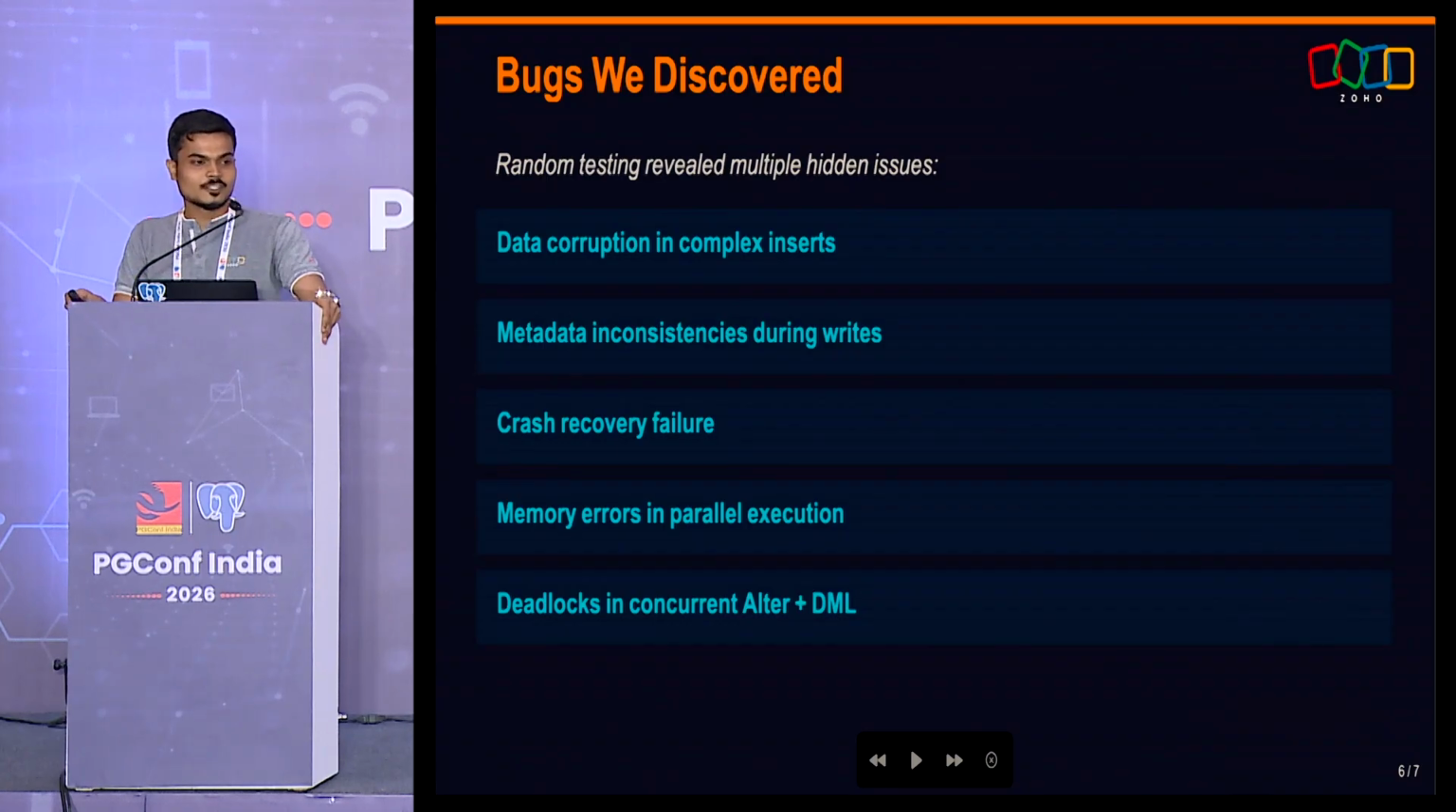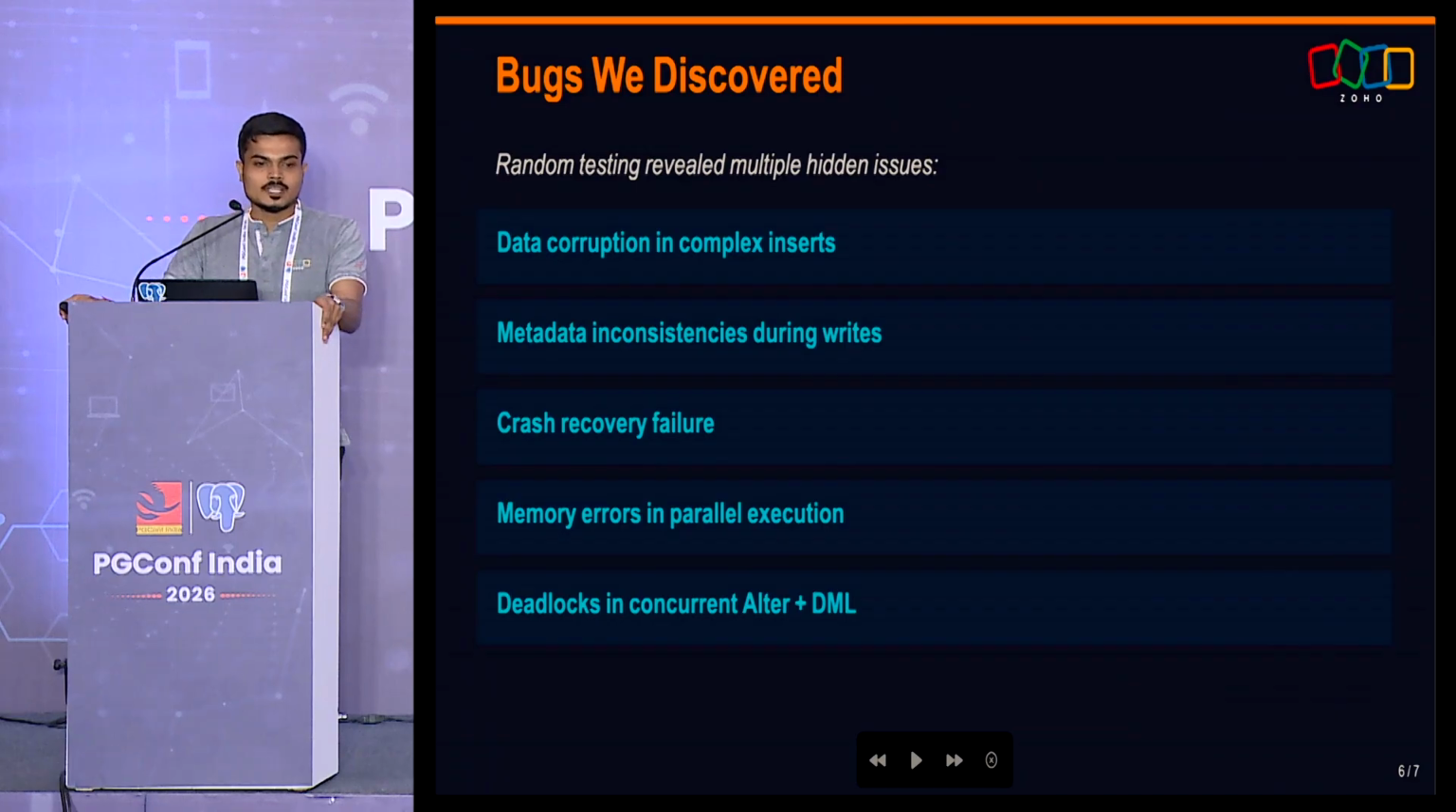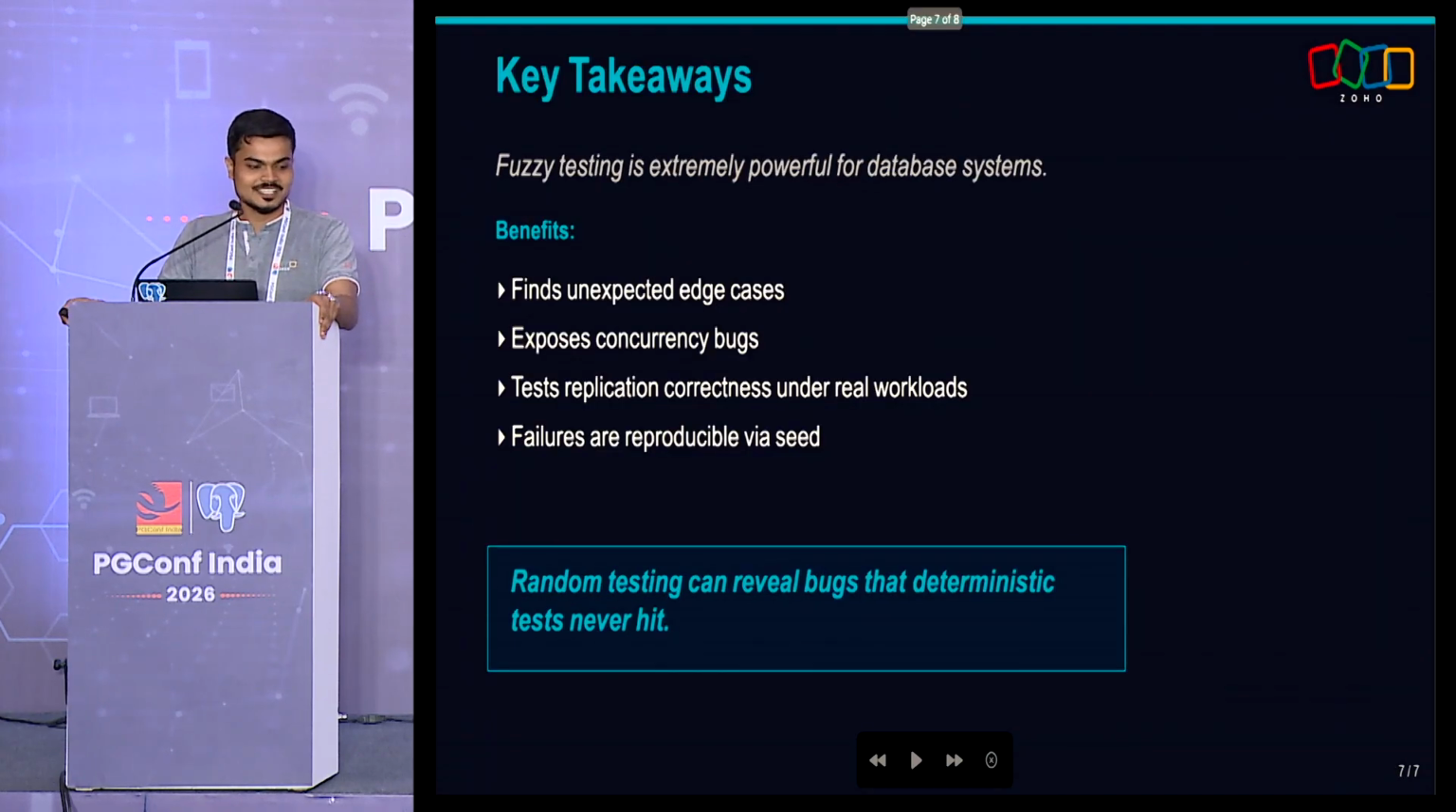These are a few bugs we discovered during this testing: data corruption in complex INSERT INTO SELECT queries, metadata inconsistency during writes, and a crash recovery failure in WAL replay related to a specific sequence of custom WAL records. We also found memory errors in parallel execution, and deadlocks in concurrent DML and ALTER.